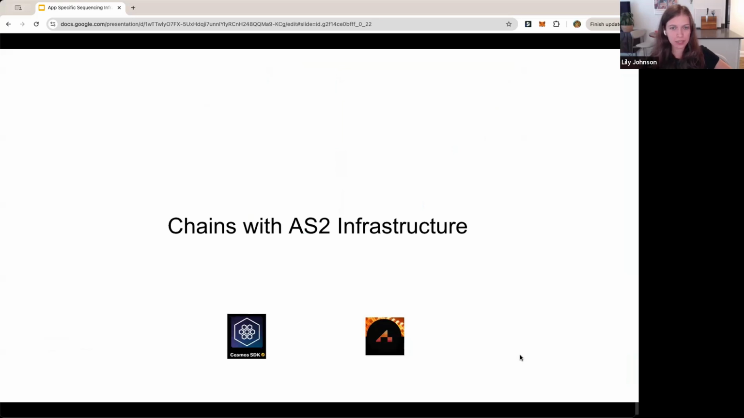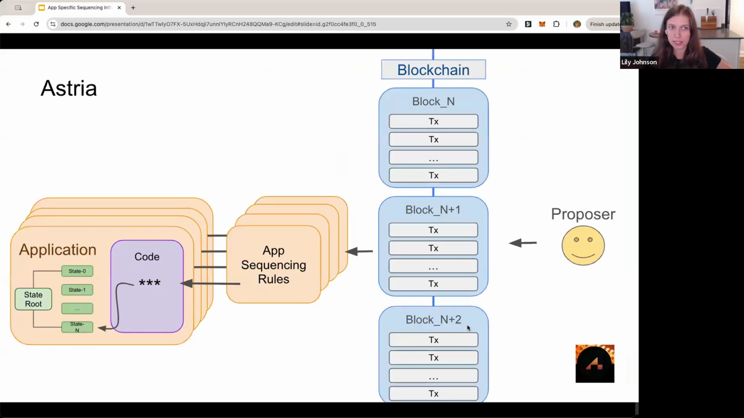So I guess the next architecture that we're going to look at is Astria, which is its own chain that natively supports sequencing architecture for its applications. Disclaimer, I do work here. I try to be unbiased in my research though, so I hope that I'm accountable. So in this setup, many applications live on the same chain, but they have the chance to add their own sequencing rules before they ingest the transactions that are given to them by the proposer.